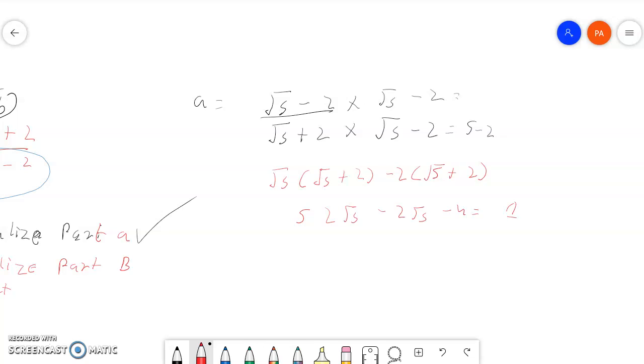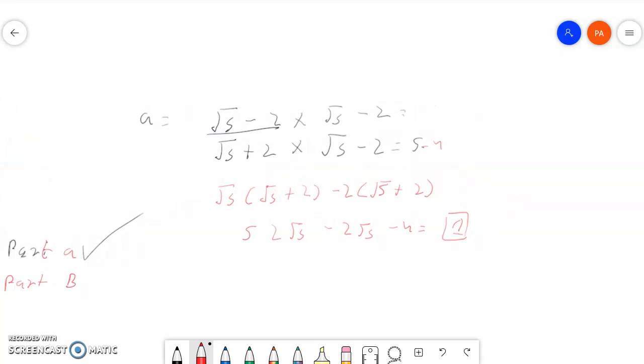1, right? I'm sorry for this mistake. I meant to write 4 here. I'm really sorry. So the denominator comes out to be 1 in the end.